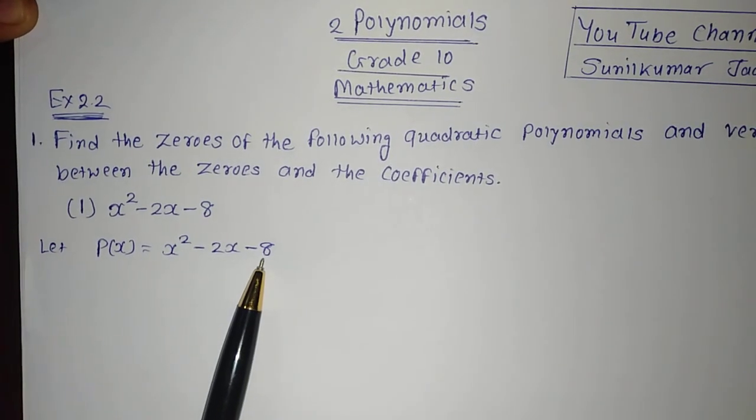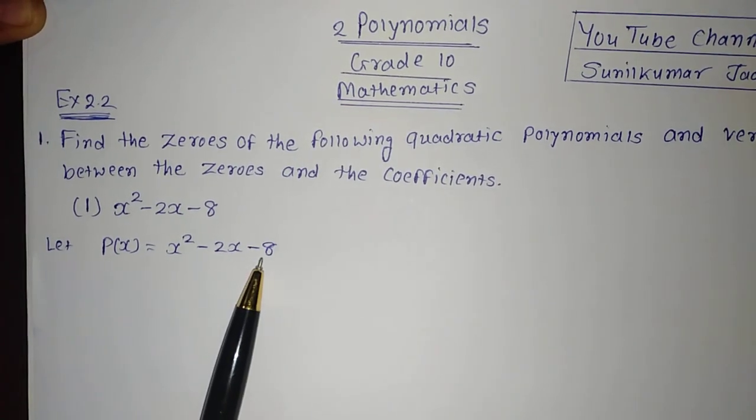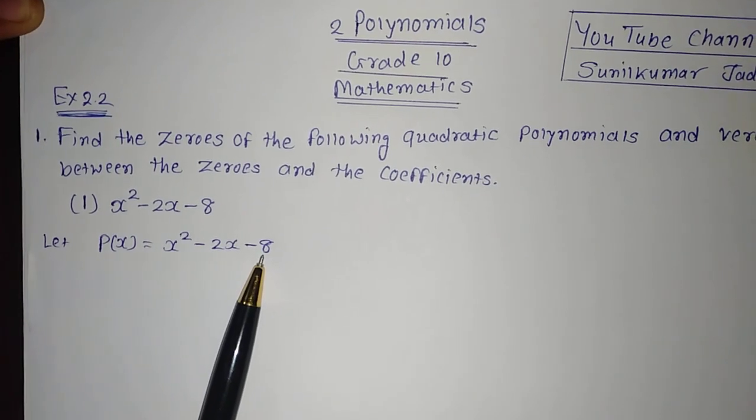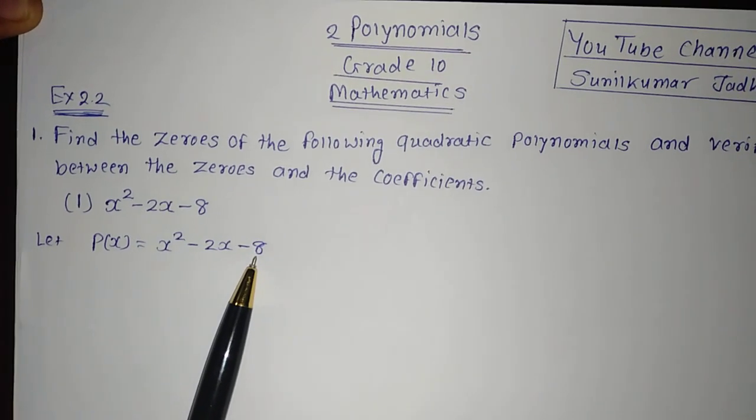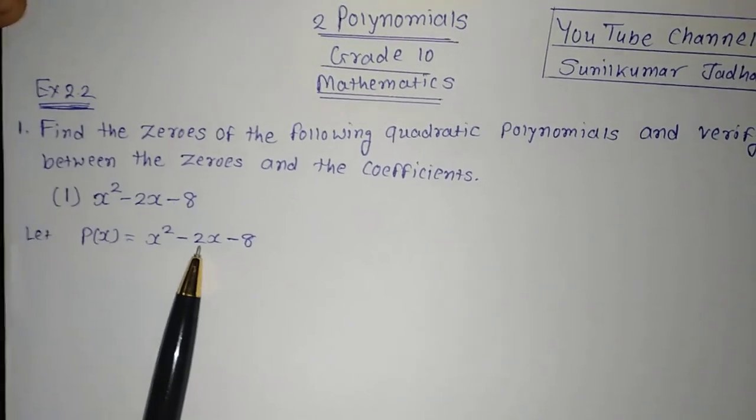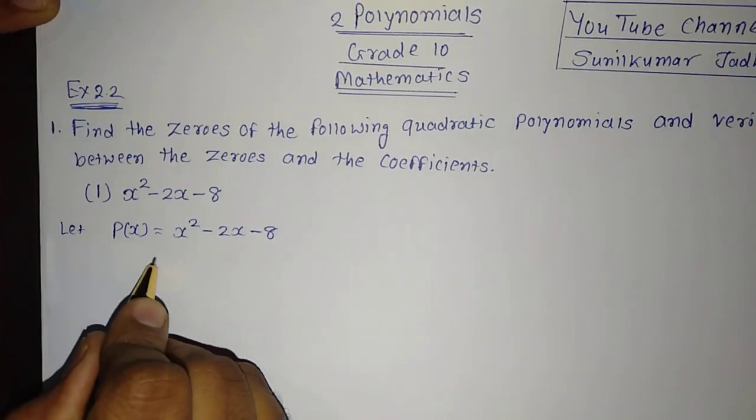You can see 8 should have different factors. 8 ones are 8, but 8 minus 1 is equal to 7. 4 2s are 8. 4 minus 2 is equal to 2. So the 2 factors must be 4 and 2. So the subtraction of both of them would be equal to 2. And here this sign must be minus. So let us write the factors.